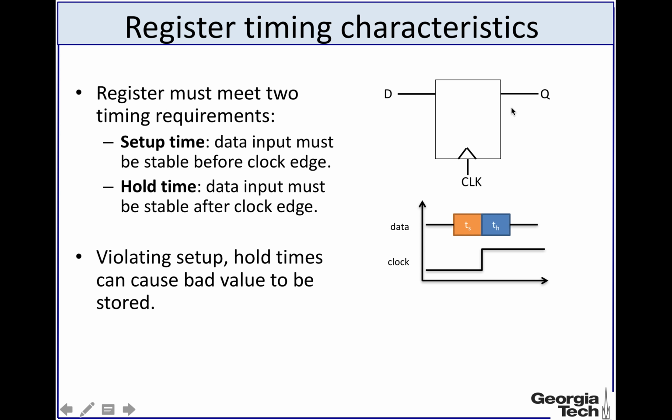Alright, so there are two important characteristics that you need to consider when designing a register, and those two important timing requirements are the setup time and the hold time. Setup time essentially means the amount of time during which the input data D has to be stable before the clock edge arrives, and hold time is the time during which the input data D has to remain stable after the clock edge. So these are the two times: setup time TS and hold time TH.